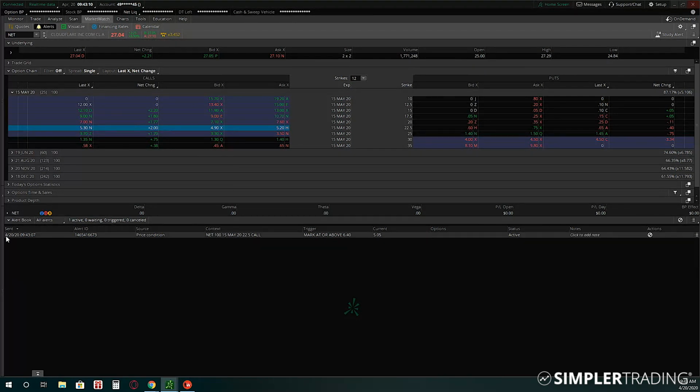And down here, you can see all the alerts that you might have out there. So here's the current price. The trigger on this alert is if the mark is at or above 640.